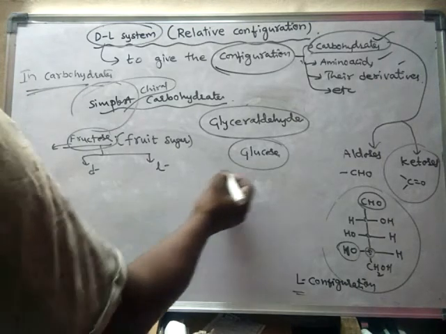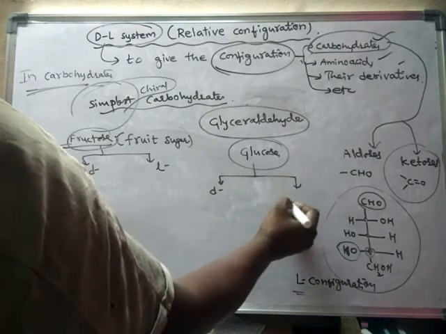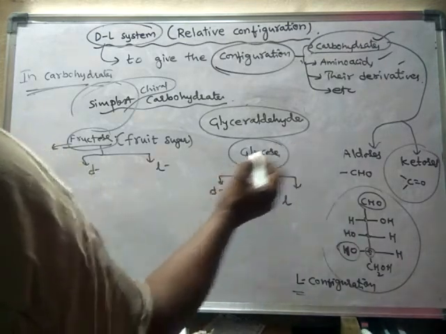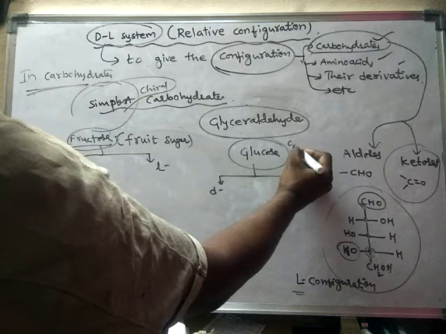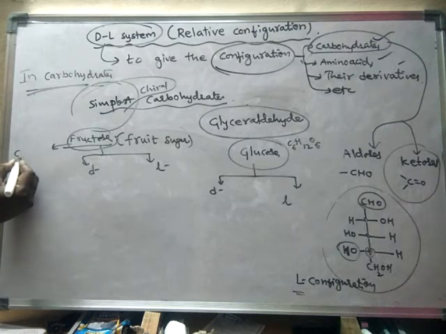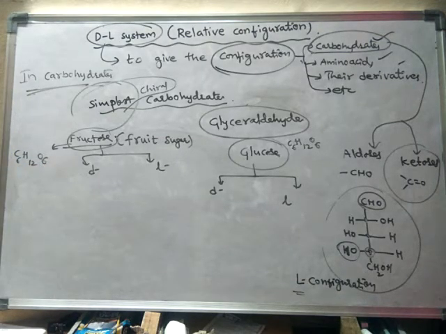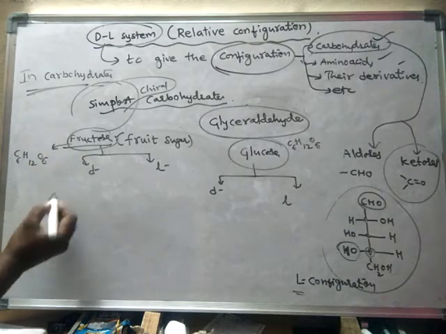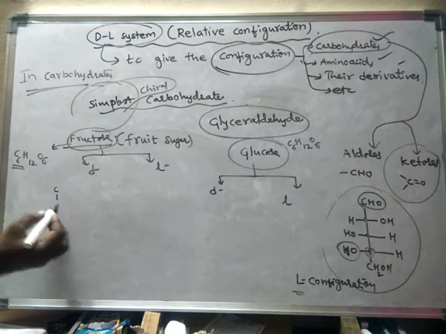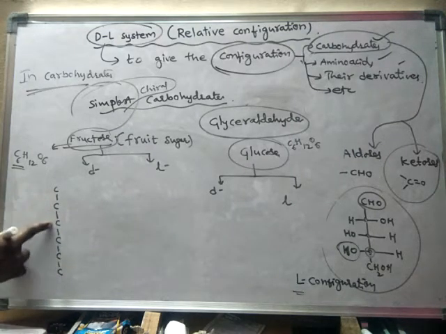See, even glucose has a D form as well as an L form. The molecular formula of glucose is C6H12O6, and fructose has the same molecular formula, C6H12O6. The molecular formula of both glucose and fructose is the same. But if you see the structure of fructose, how many carbons? 6 carbons. 1, 2, 3, 4, 5, 6.